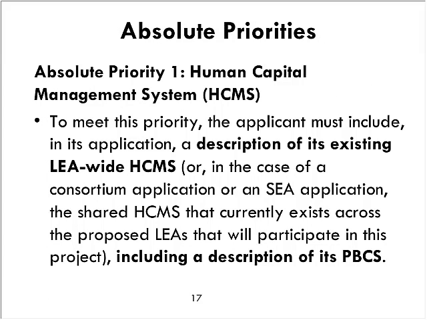All right, so let's talk a little bit about the first absolute priority. If you've applied for a TIF grant in the past, this will seem very familiar. The first absolute priority is that there be a human capital management system. One of the really important pieces that we want to make sure you're aware of is that there is an expectation that applicants already have a functioning human capital management system in place. So in order to meet this absolute priority, you're going to have to provide a description of the existing LEA-wide human capital management system. And also we want a description of the performance-based compensation system as well.